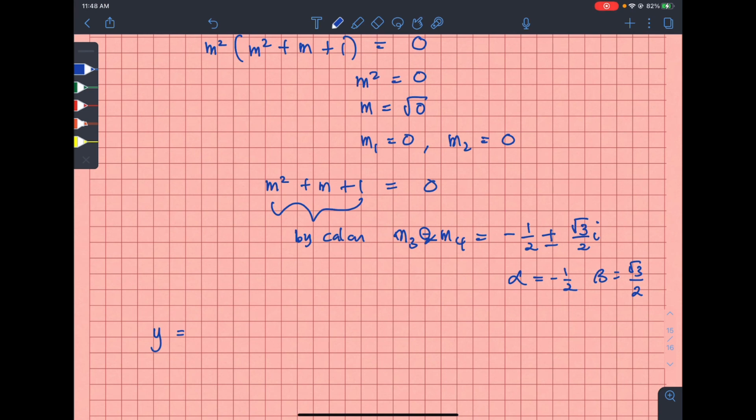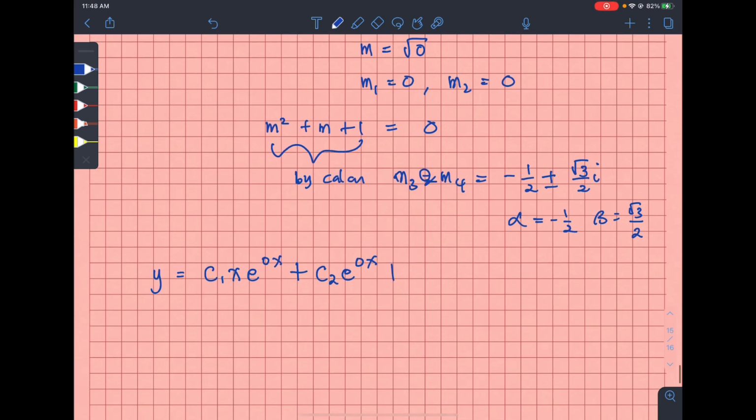So ang solution natin, so this one, 0 and 0, repeated roots, no? So we'll have c1 x e raised to 0x, then plus c2 e raised to 0x. Then ito naman is in terms of case 3. So this one would become c3 e raised to negative 1/2 x cosine square root of 3 all over 2x, then plus c4 e raised to negative 1/2 x sine square root of 3 all over 2x.